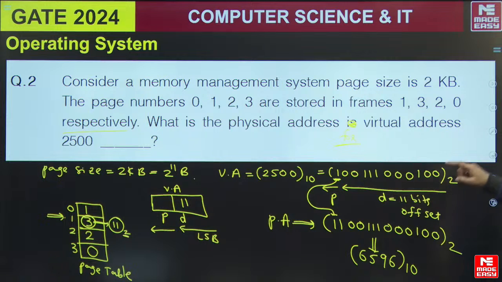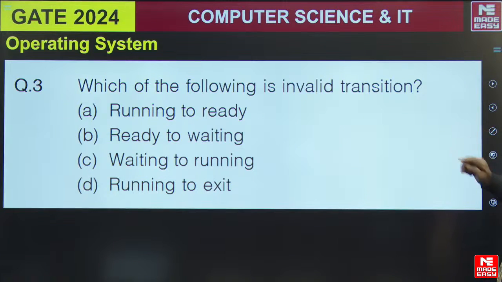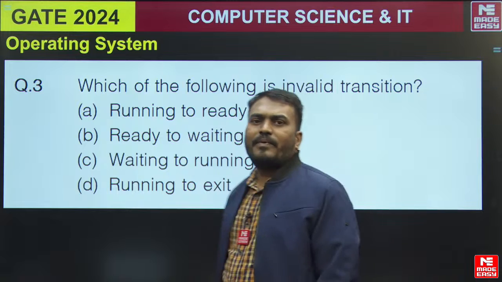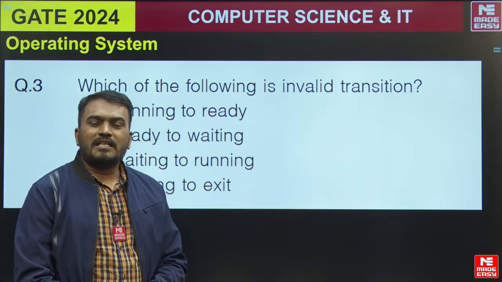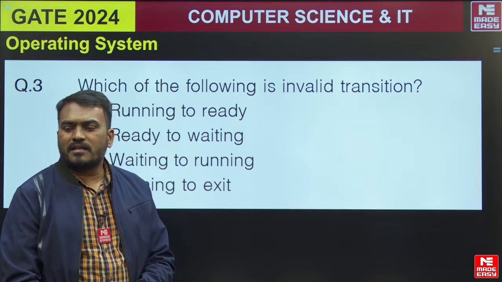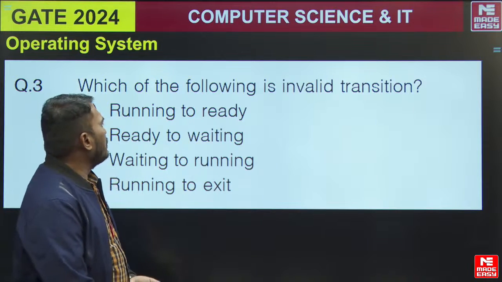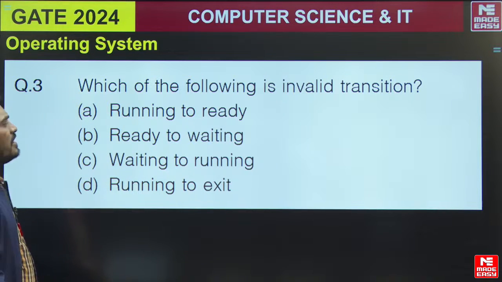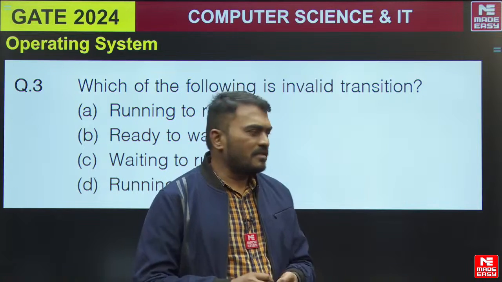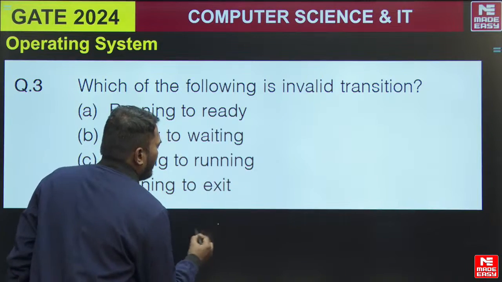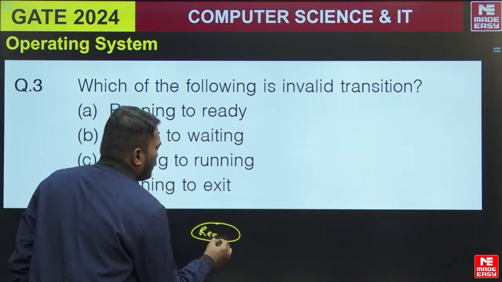I think this was a numerical type question. The next question is based on the process state diagram. This is generally an easy question, since we study the process state diagram. Which of the following is an invalid transition? If you remember the process state diagram, we generally discuss it in the first day class only.